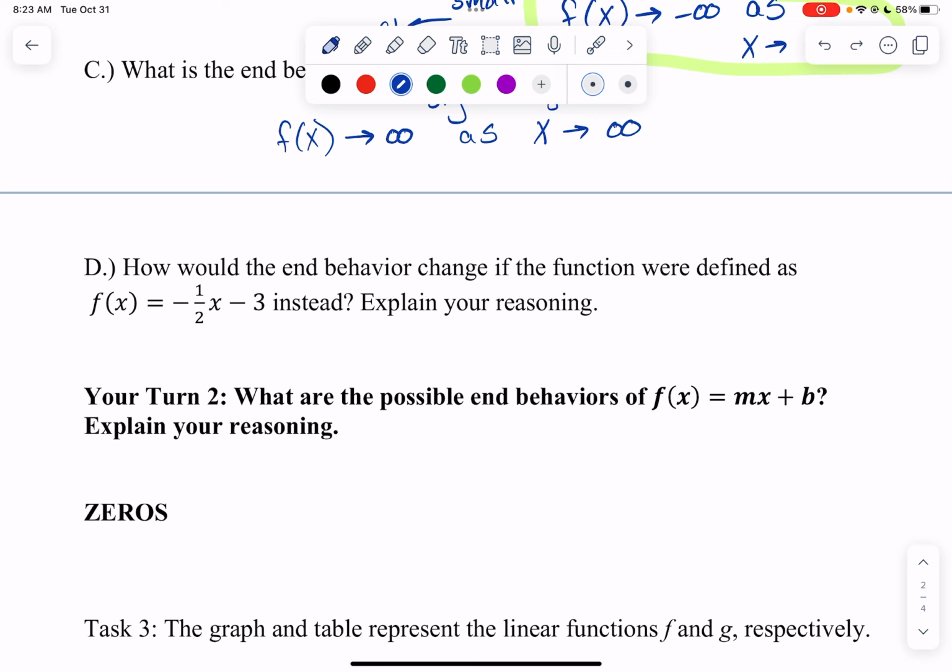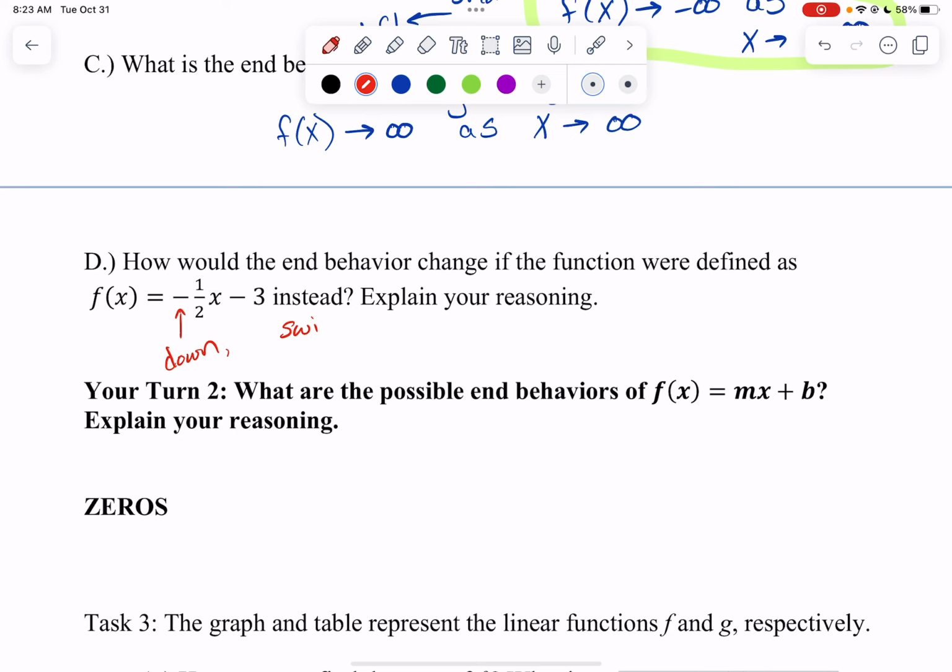How would the end behavior change if the function were defined as f of x equals negative 1/2 x? If you notice now, the slope is negative, so that tells me it goes down. So how will the end behavior change? Well, the end behavior is going to switch, since f of x is now decreasing. What we mean by switch is now we're going down.